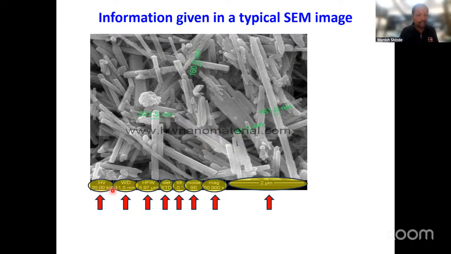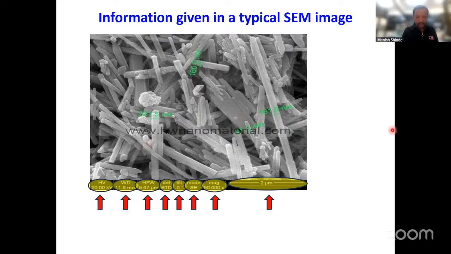You can even go higher than this if the machine has the capacity, say 25 kilovolt or 30 kilovolt. But if you are using some biological, organic or polymeric sample, then you can request the operator to reduce this potential. You can reduce to 10 kilovolt or 5 kilovolt. In some cases, people go up to 2 kilovolt.